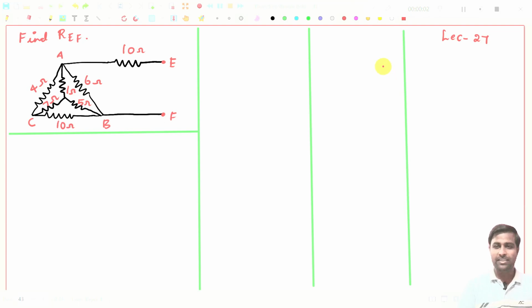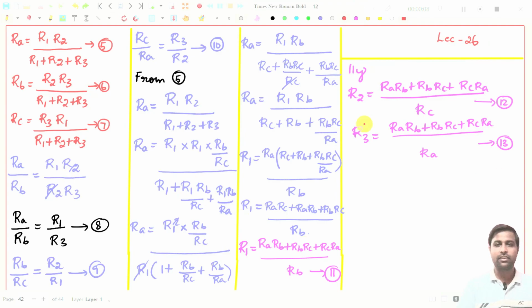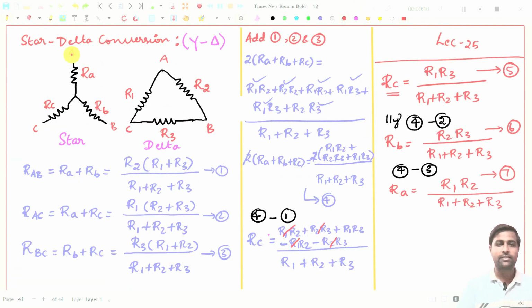Welcome to Sundar's lecture. This is lecture number 27, and in the last class we have seen the topic star to delta conversion and vice versa, delta to star conversion. We have taken resistor connections, this is star connection and this is delta connection, right?